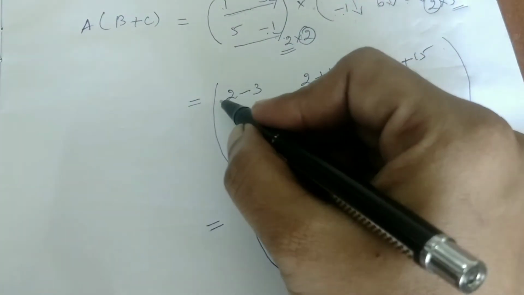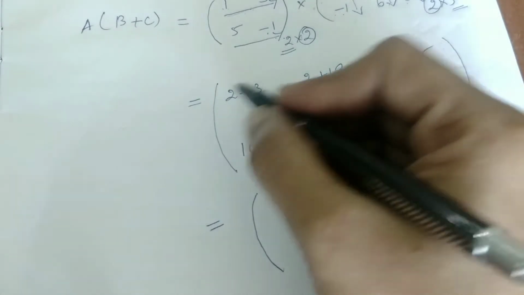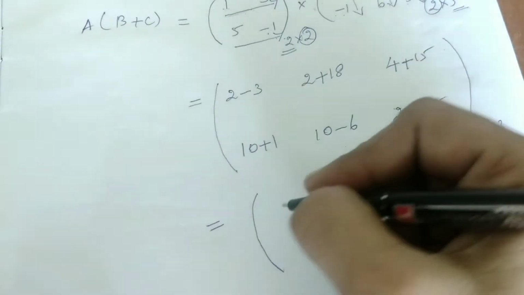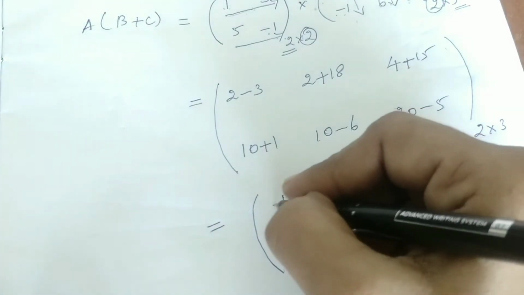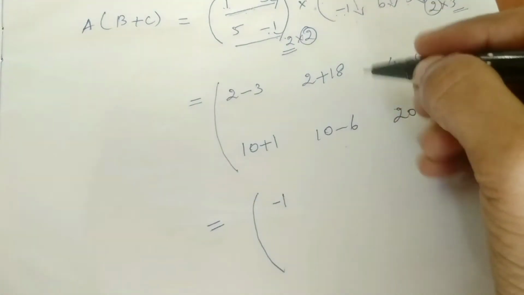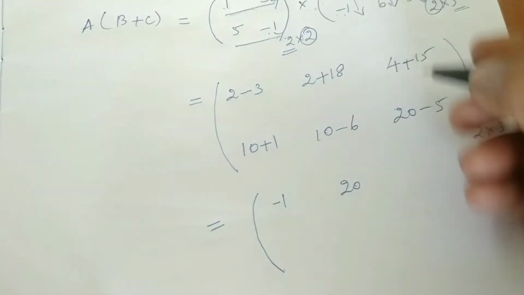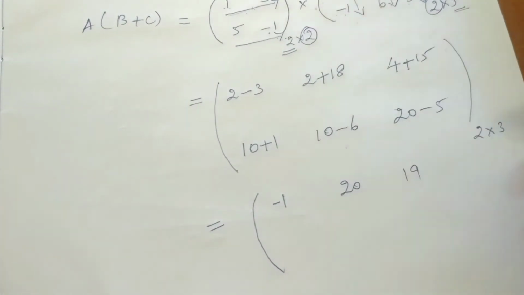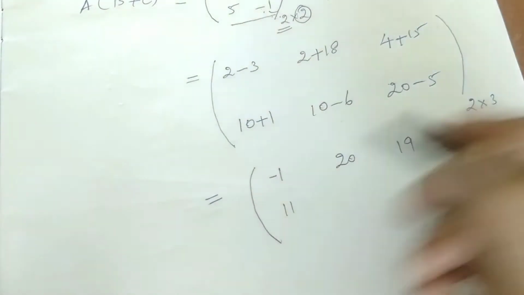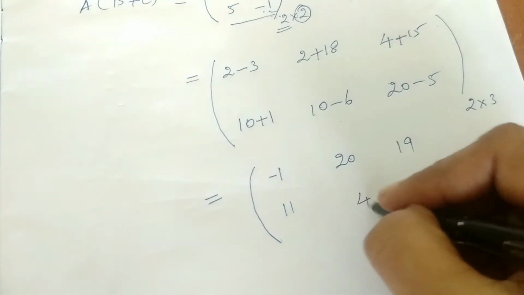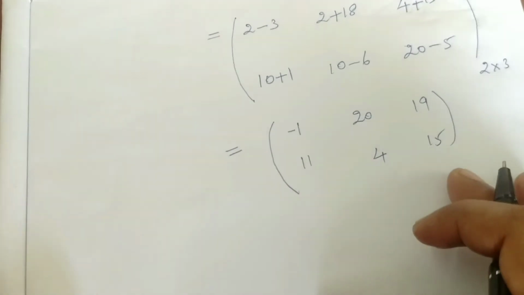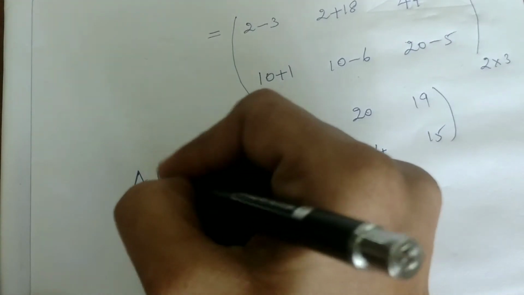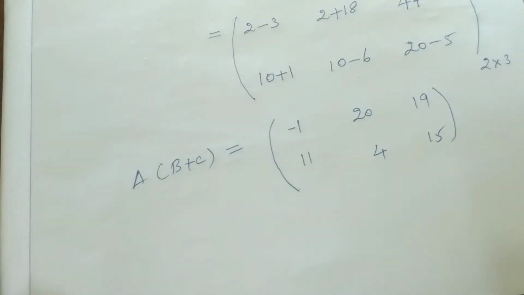2 minus 3. These two are different signs numbers. So you have to subtract those two numbers. 3 minus 2, 1. Bigger number, greater number is 3. Sign of 3 is minus, so minus 1. And then 18 plus 2, 20. 15 plus 4, 19. 10 plus 1, 11. 10 minus 6, 4. 20 minus 5, 15. So this is our LHS answer, A into (B plus C).